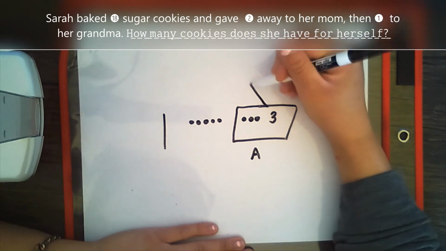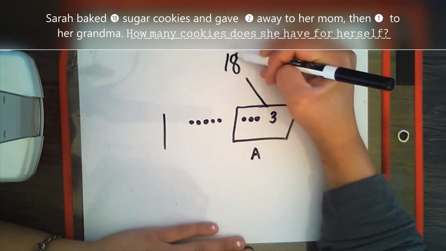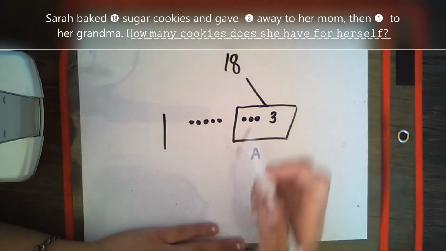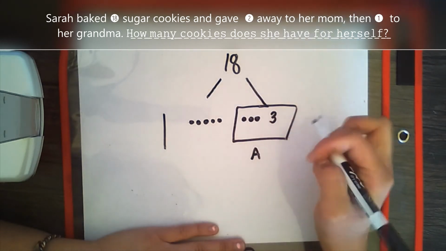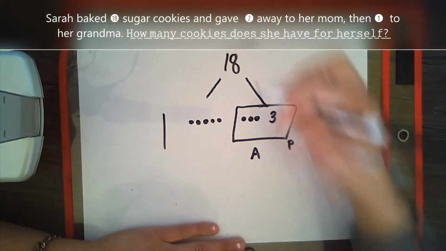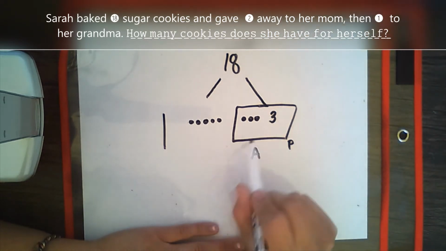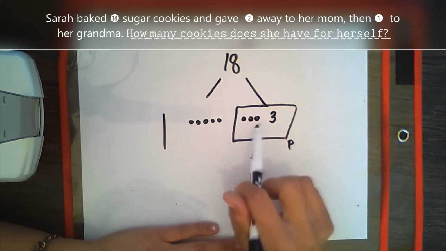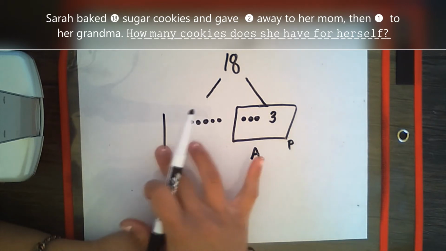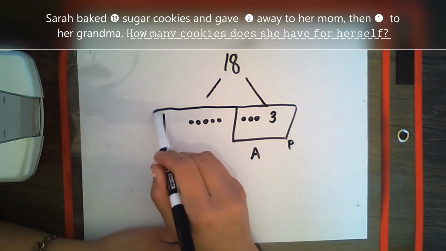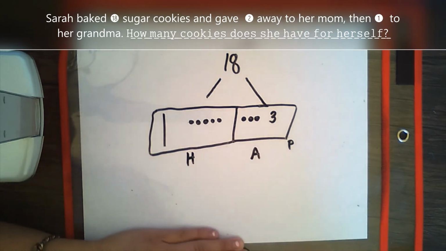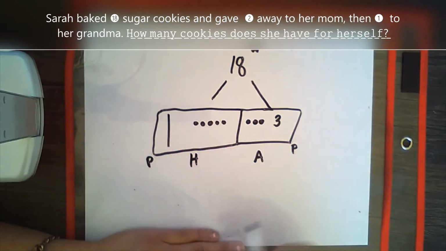Now I do know that she did bake 18 cookies, and obviously we had that originally drawn and represented. So we do know that she has 18. I'm going to put a P here for part, and I'm going to put a W up here for whole. So then, if she baked 18 and she gave 3 away, how many does she have left for herself? Go ahead and take a look. Let's go ahead and box it in and label it. And we'll put an H for herself. And we'll also put a P for part, okay?